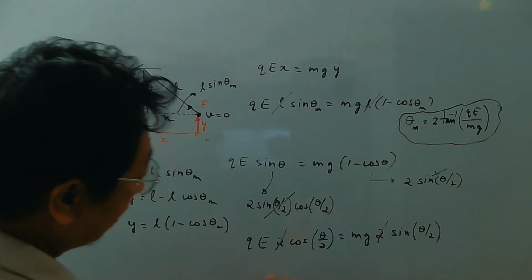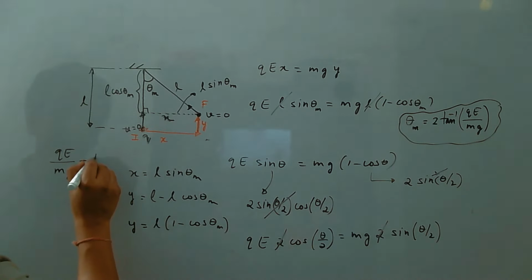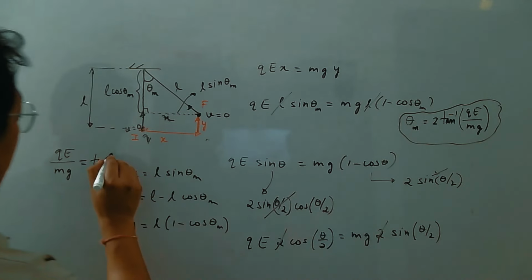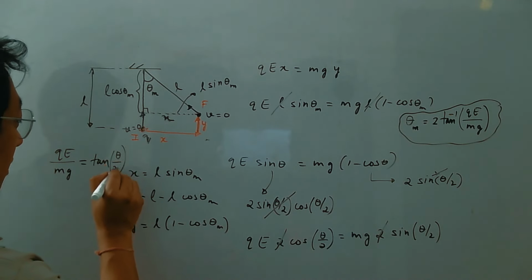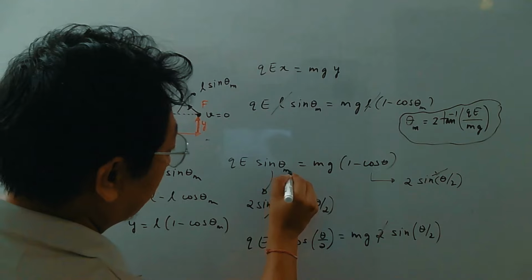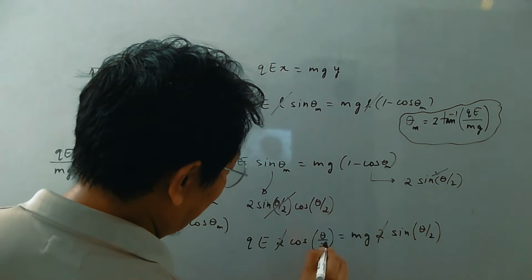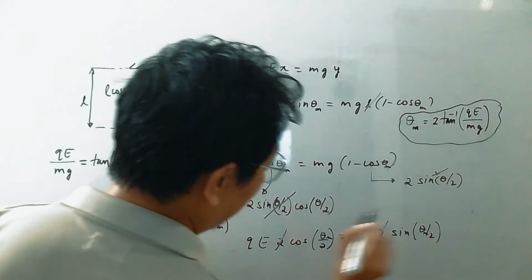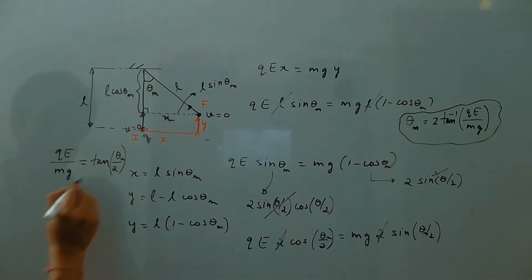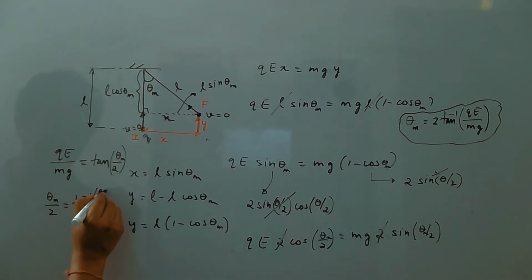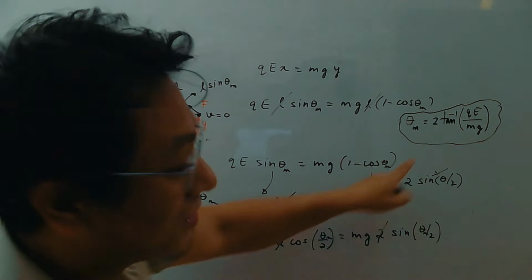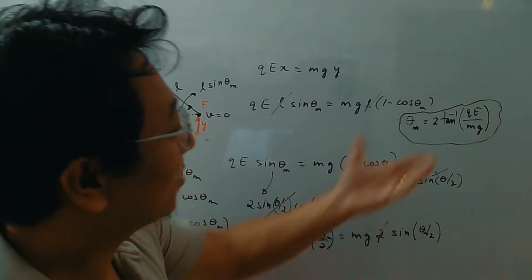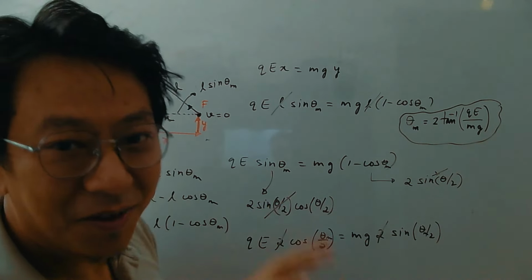Okay, this mg I brought here, and the cos you bring to this side. Sine by cos will be what? Tan, but this is theta by 2, remember. Remember this is theta max. Okay, this is theta m actually everywhere, isn't it? So now what will be theta m by 2? Theta m by 2 will be tan inverse of QE by mg. And now if you cross multiply 2, you can see it is the same result. So this is much better to do because the other takes a little bit of time, isn't it?